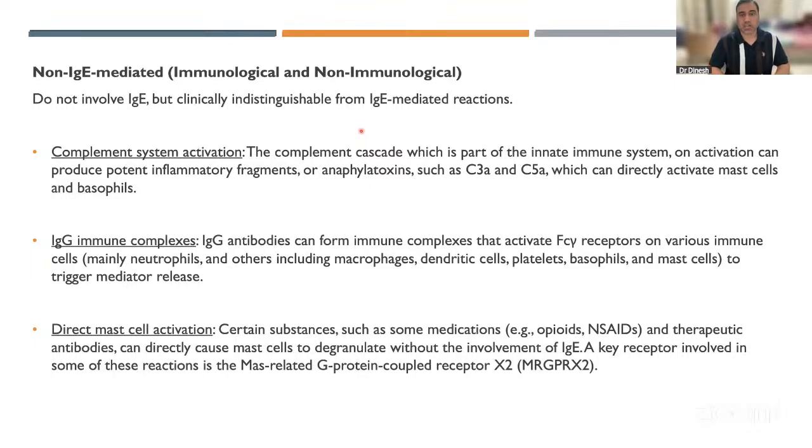IgG antibodies can also form immune complexes that activate the gamma receptors on various cells, mainly neutrophils and others, including macrophages, dendritic cells, platelets, basophils, and even mast cells, and trigger mediator release. And direct mast cell activation: certain substances like medications, opioids, NSAIDs, and some therapeutic antibodies like monoclonal antibodies can directly cause mast cells to degranulate without the involvement of IgG. The key receptor involved in some of these reactions is the Mas-related G protein-coupled receptor X2.